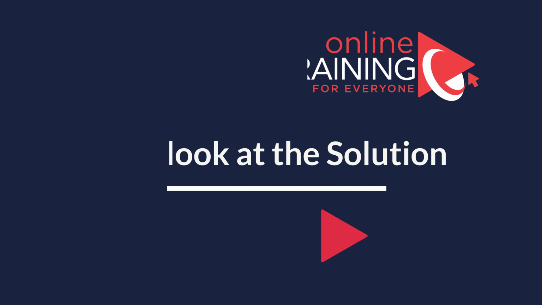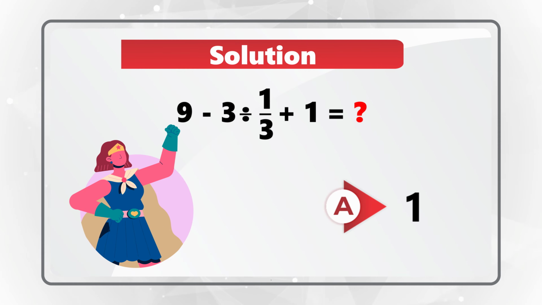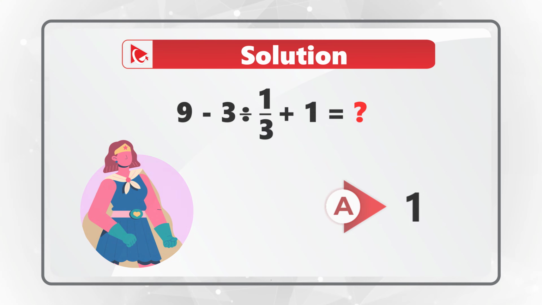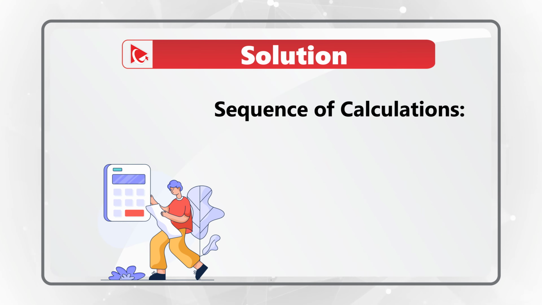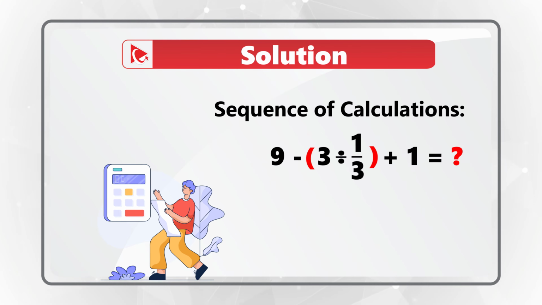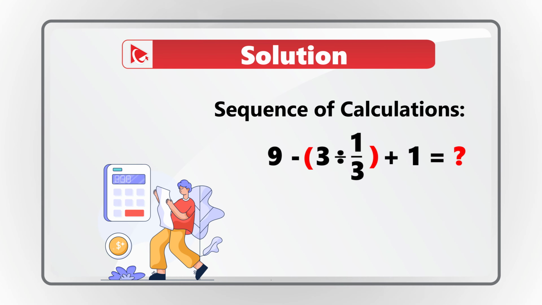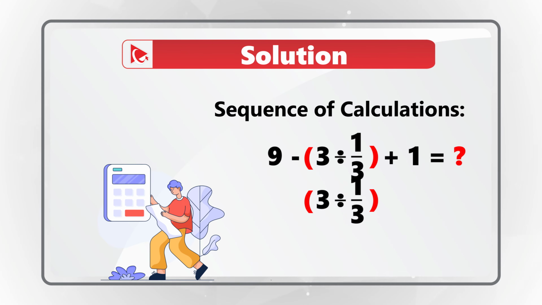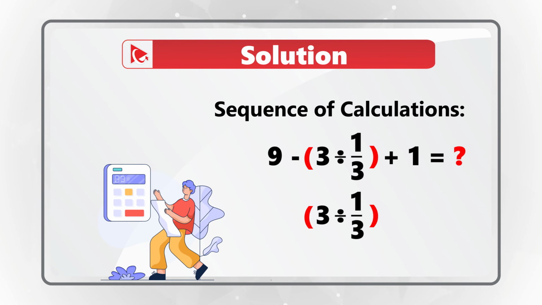As you might have guessed, the correct answer here is choice A, 1. But why? If you look at the expression closely, you will see that the first part that would need to be calculated is the division, dividing 3 by 1/3. To emphasize this, I put this expression into red parentheses.